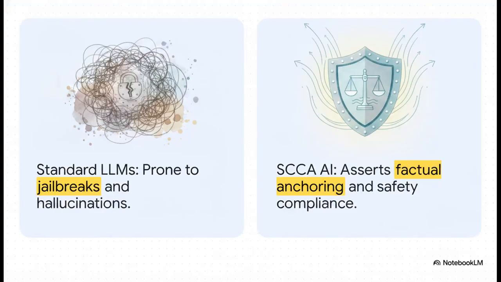To understand why this is a game changer, just contrast standard large language models with this platform's specific setup. Standard LLMs are notoriously prone to jailbreaks and making up facts. I mean, we've all seen an AI confidently invent a historical event out of thin air, right? But the Bharat Sovereign Ledger utilizes an SCCA-guarded Gemini 3.5 flash backend. SCCA stands for Sovereign Constitutional Alignment.